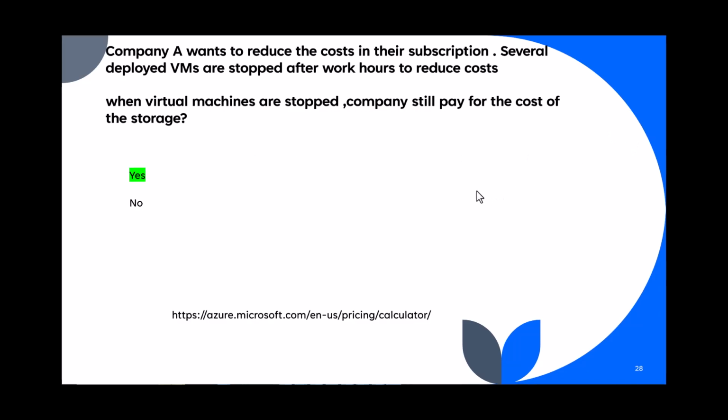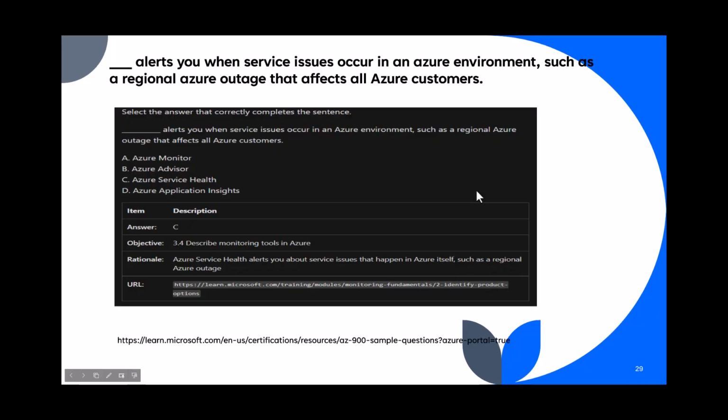The next question is question number 29. Dash alerts you when service issues occur in an Azure environment, such as a regional Azure outage that affects all Azure customers.